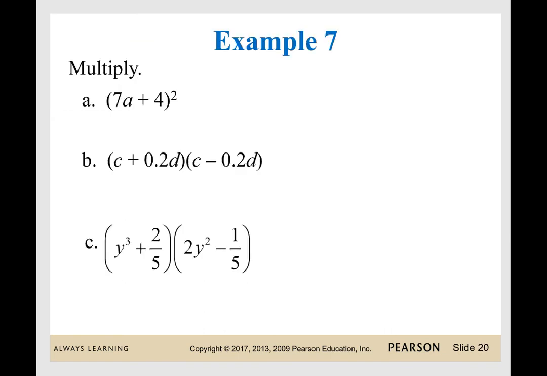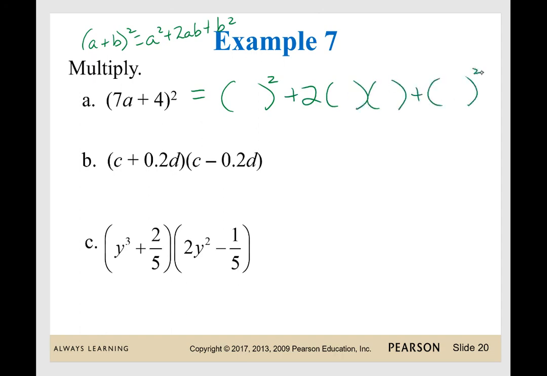All right, so let's look at the first one. 7a plus 4 quantity squared. Okay, we have a binomial squared. That means we're going to use this pattern. A plus b squared equals a squared plus 2ab plus b squared. Okay, so I'm going to start with my parentheses. So a squared plus 2ab plus b squared.